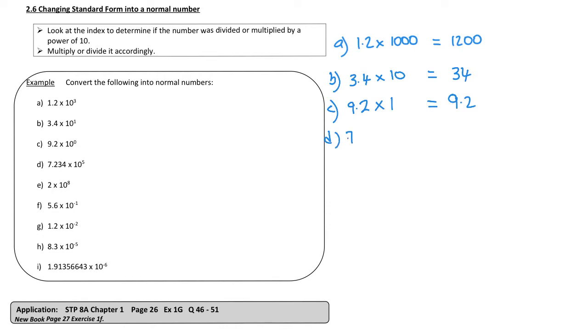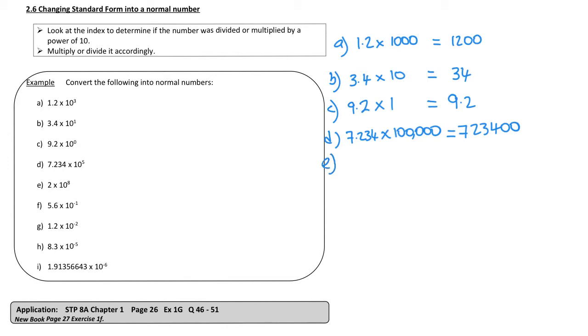D. 7.234 multiplied by 10 to the 5. 10 to the 5 is 100,000 because it's a 1 with 5 zeros added on. So then 7 multiplied by 100,000 is going to be 700,000, but we've got the 234 as well, so it's 723,400. And we can check that by looking at how many times the decimal point is moved. It was between the 7 and the 2. It's been moved once, twice, 3, 4, 5 times, which matches the power.